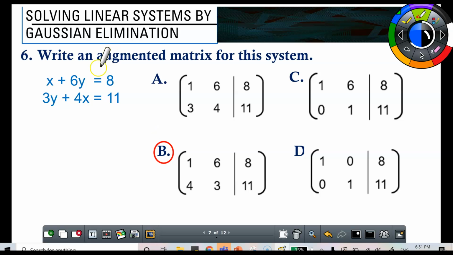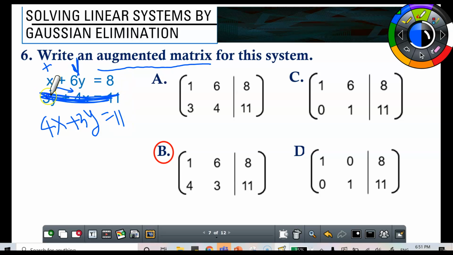First one, write an augmented matrix from the system. So just need to make sure each column has the same variable and then take out the numbers in front. So here you see what? X, Y, they're not in the same order. So first you need to change them into the same order. First column is X, second column is Y. Okay. So the second equation just needs to switch the place of X and Y. So you have +4X, +3Y equals 11. And the old one is gone.